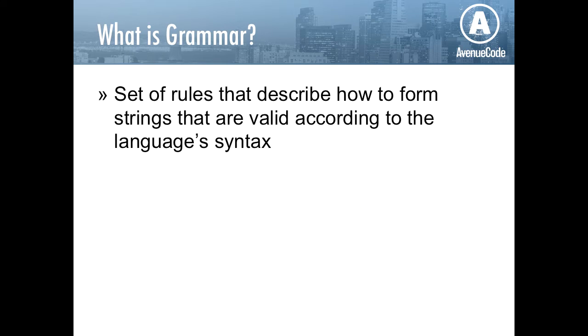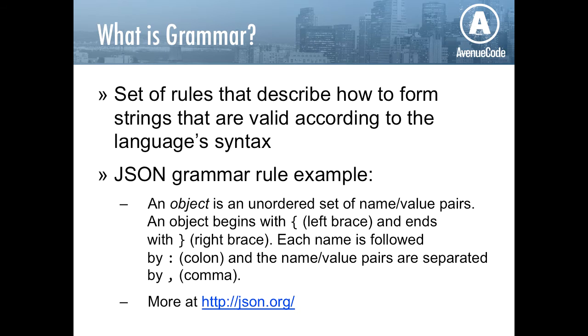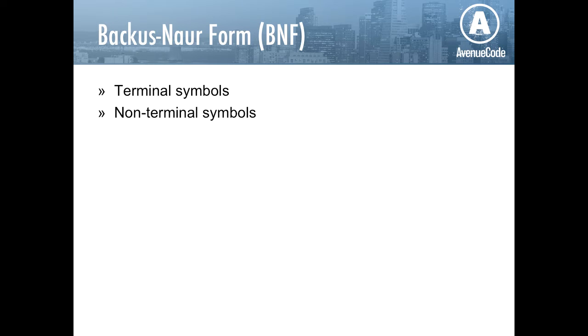And what's a grammar? It's a set of rules that describe how to form strings that are valid according to the language syntax. The JSON grammar, for instance, has this rule. I took this from the json.org site. So an object begins with left brace and ends with right brace. It has an unordered set of name-value pairs, and each name is followed by a colon, and the name-value pairs are separated by comma. How can we describe rules like that in a more formal way?